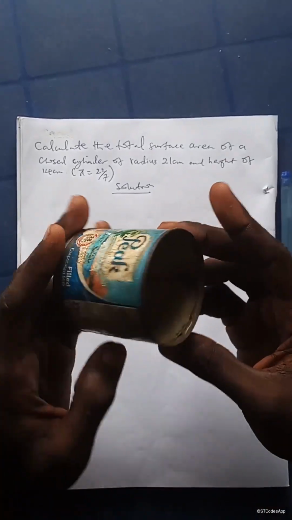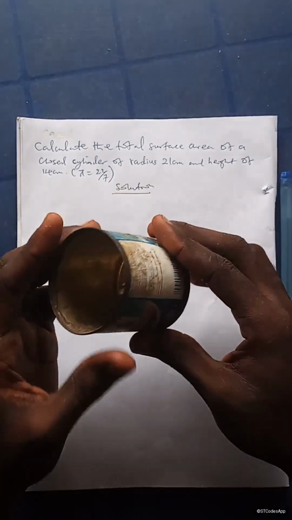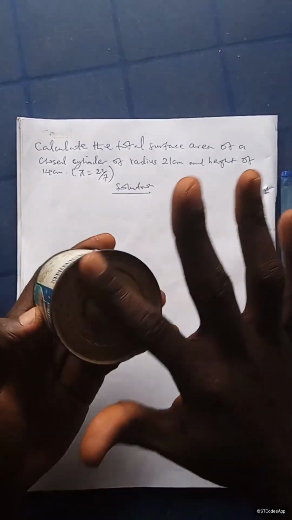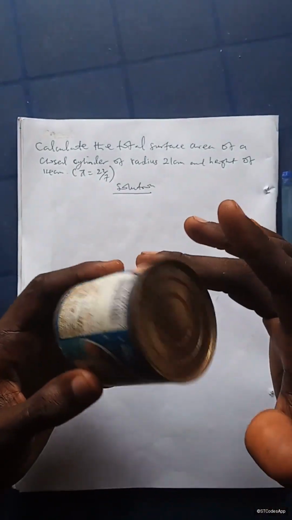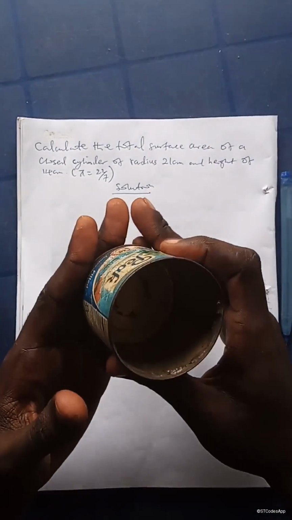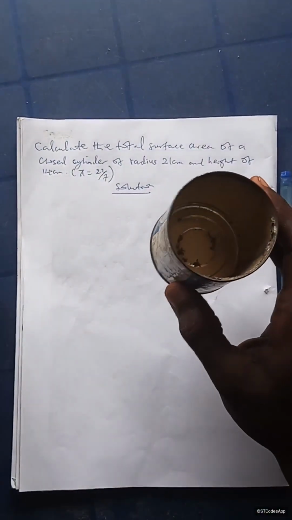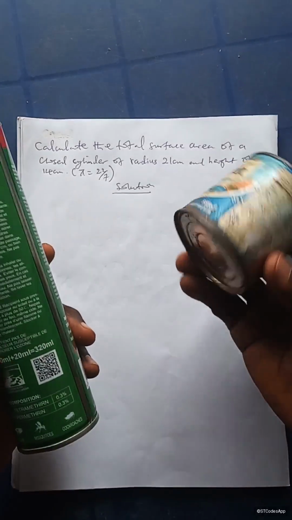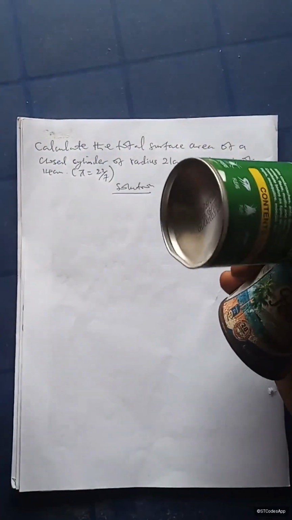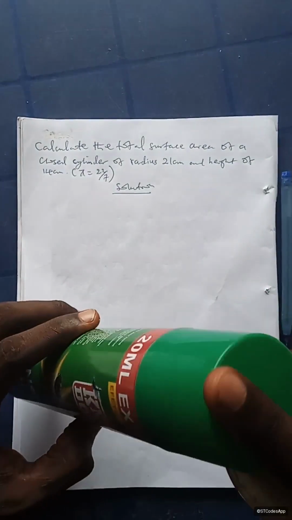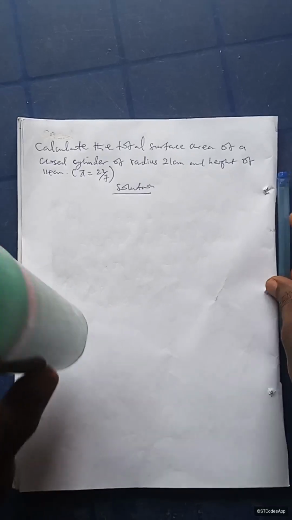So to find the total surface area of this one, we need to calculate the area of this flat surface, then the area of this curved surface, adding together to give us the total surface area. In line with what the question asks us to do, we are to calculate the total surface area of a closed cylinder, meaning that the two ends are closed.